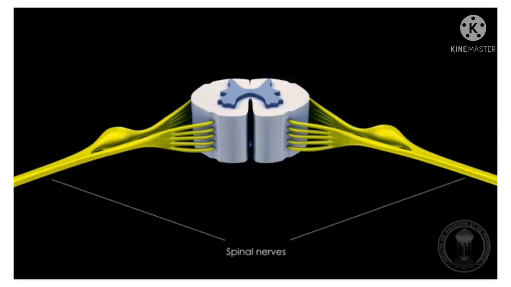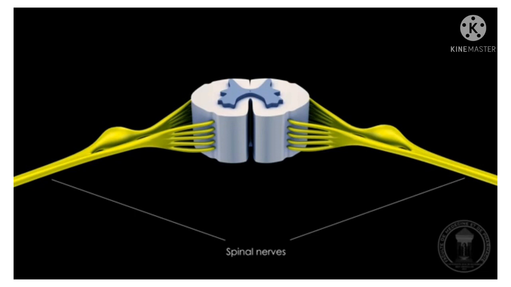A bundle of nerve fibers moves inside, forming the afferent root. At the same time, a bundle of nerve fibers moves outside, forming the efferent root. These two roots join to form spinal nerves.